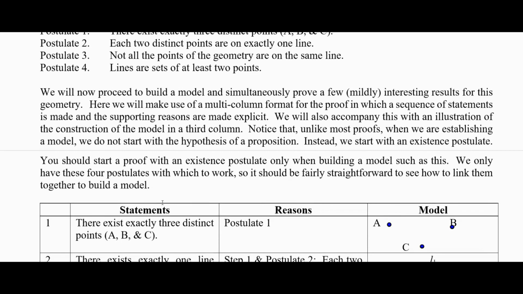So that's where we're going to start. There exist exactly 3 distinct points A, B, and C. And the reason is, that's what postulate 1 says. So this is our model so far. It's not complete yet, but it does satisfy statement 1, which is postulate 1.